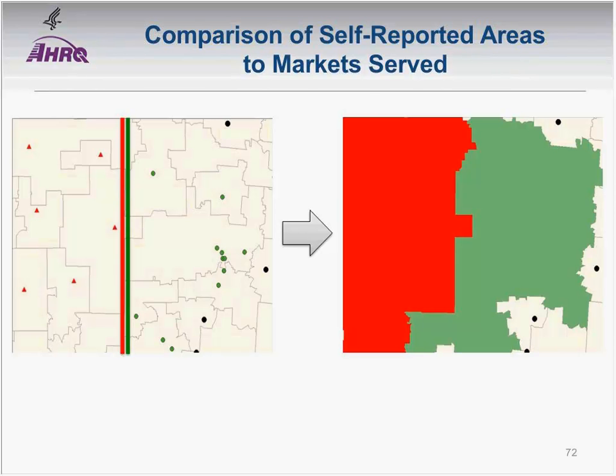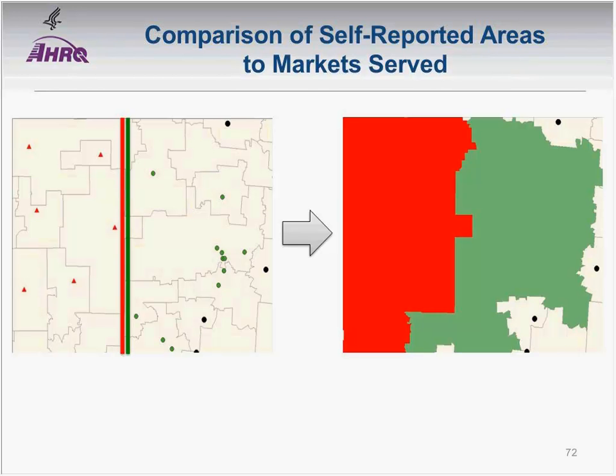On the left of the screen, we have two HIOs, a red and a green, and they are parallel against a common political border, like a state. The red HIO states they serve all the areas to the left of the line, and the green HIO says they serve all of the area to the right of the line. You can also see the participating hospitals in each HIO's area. Those are the different little colored dots, the reds with the red, the greens with the green. And the outlines are the actual markets for each of those hospitals, the markets that they're located in.